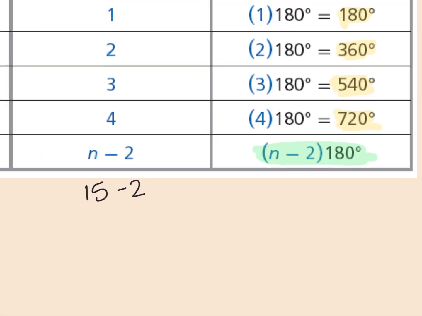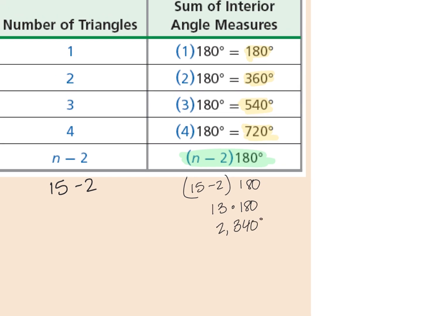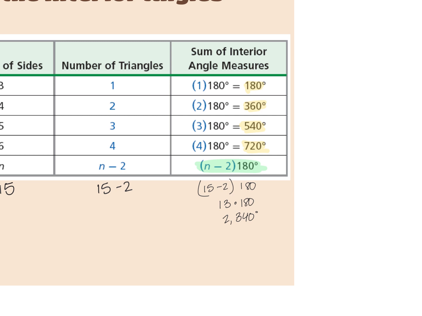So solving this, I have 15 minus 2, which is going to give me 13, and I'm going to then multiply 13 by 180, and that's going to give me 2,340 degrees, and that's again my interior measure. Please, please, please make sure you memorize this formula. Super important that you memorize this formula because it will not be given to you.